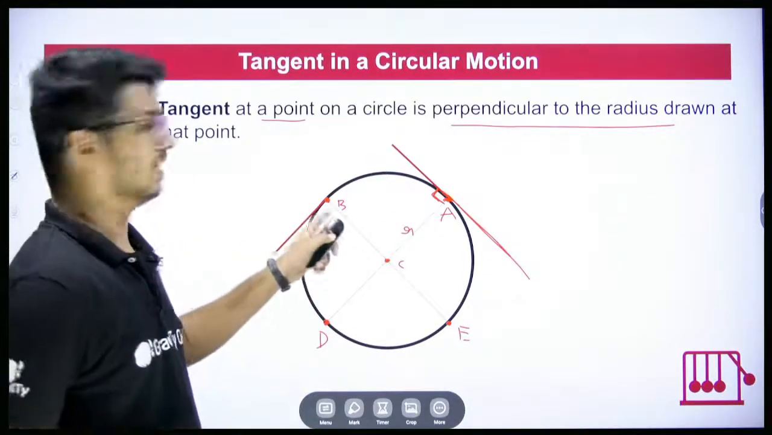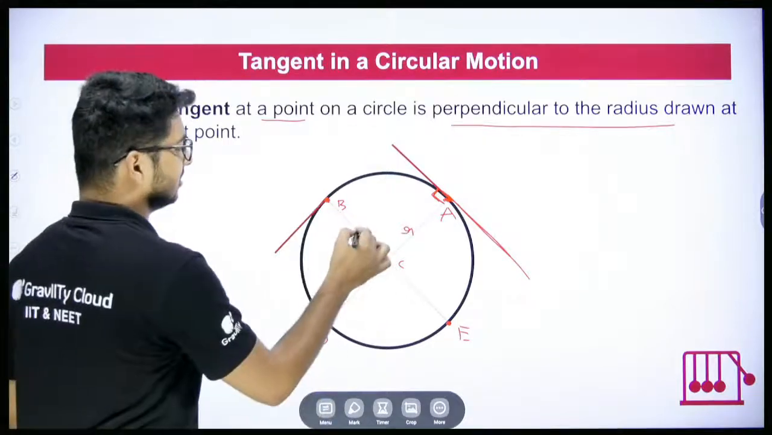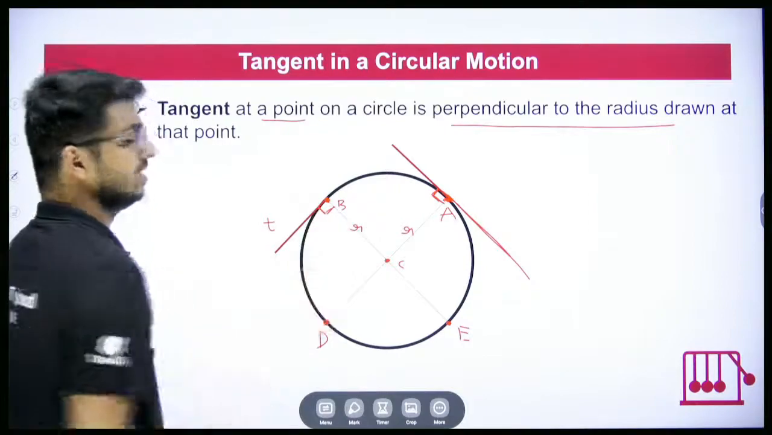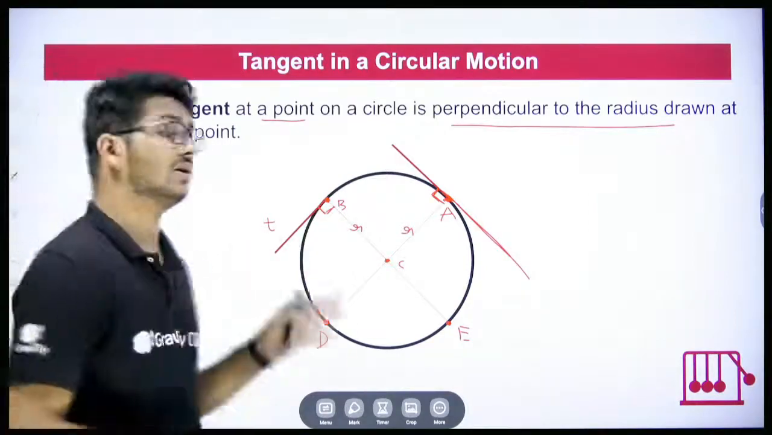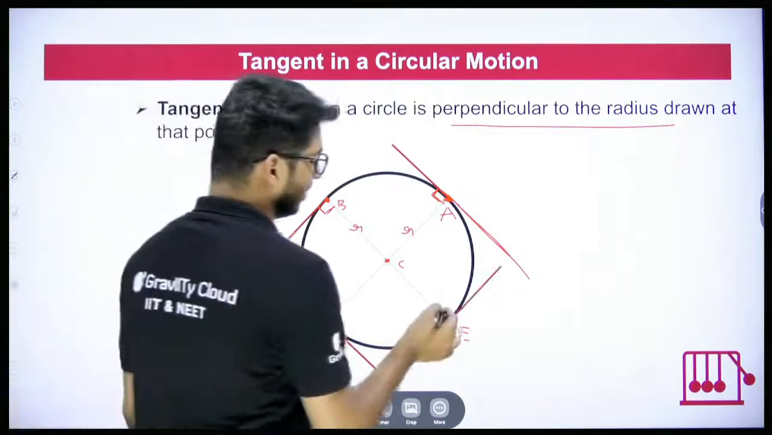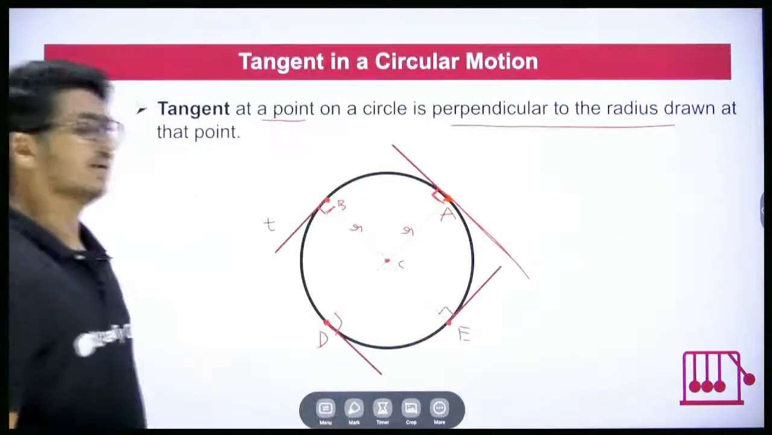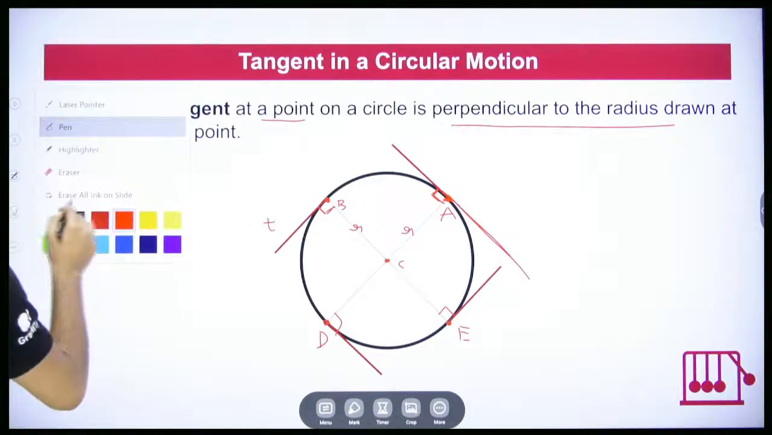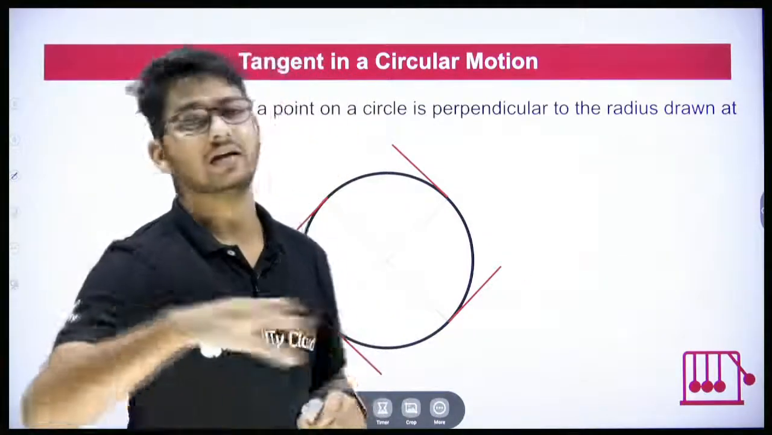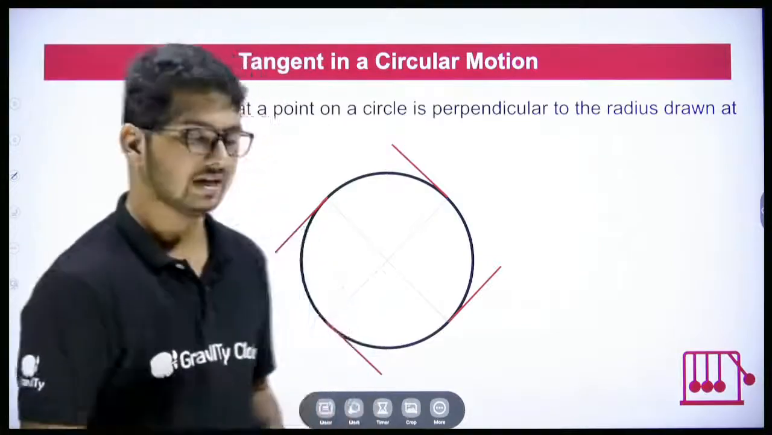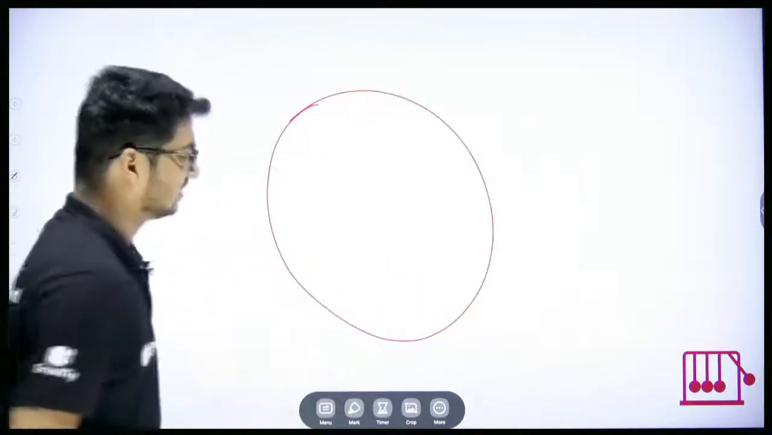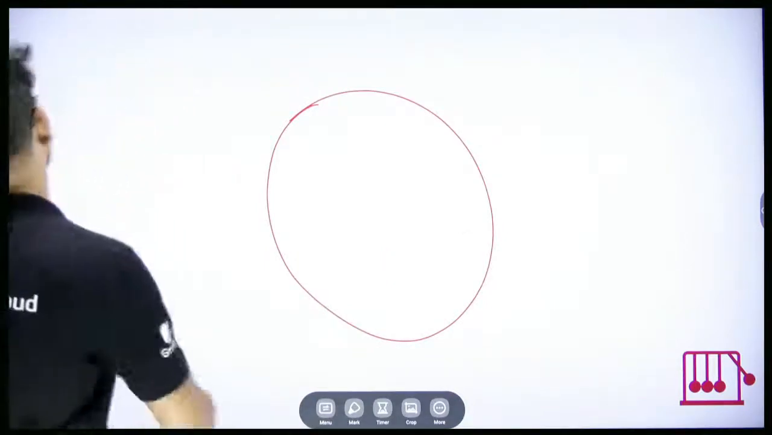Here also, at B, this is the radius, this is the tangent, and the angle between them is 90 degrees, or the tangent is perpendicular to the radius. Similarly, you have it at D, you have it at E. So at every point we can draw a tangent. Clear? Simple enough? Okay. Now there is another way to define a tangent. I'll show it to you. If this is a circle, I'll just make a rough diagram.